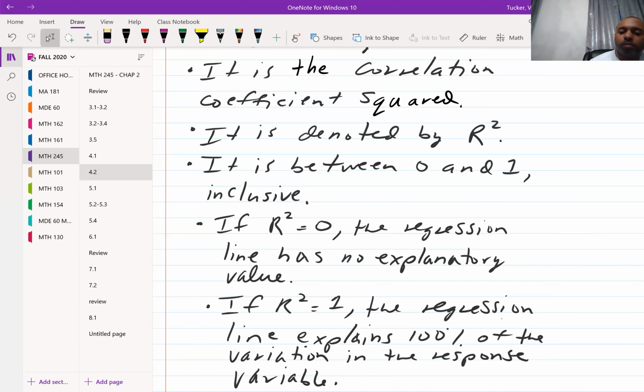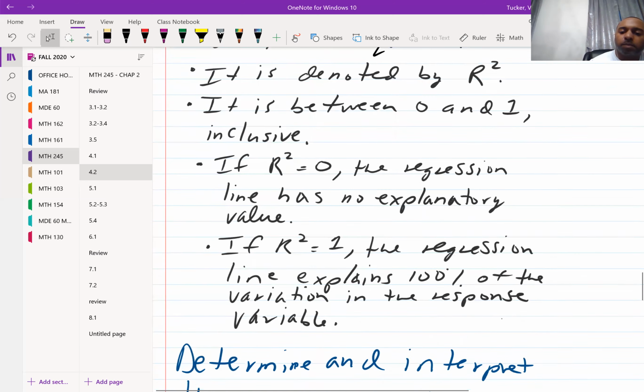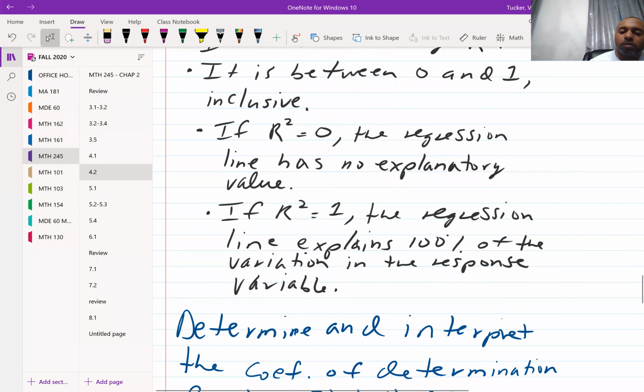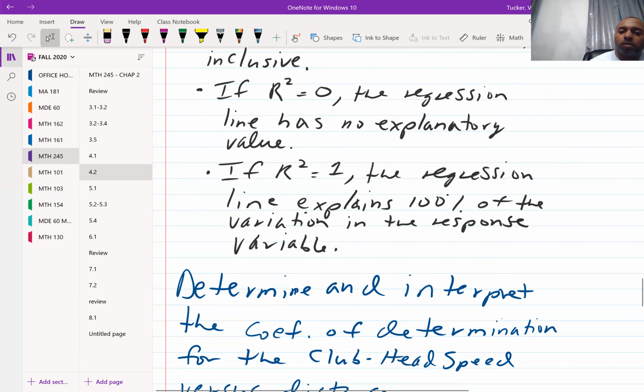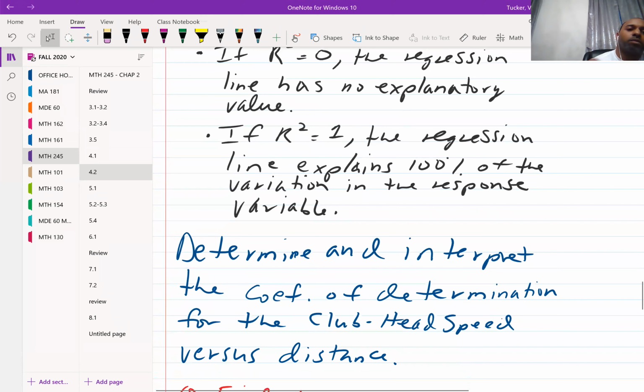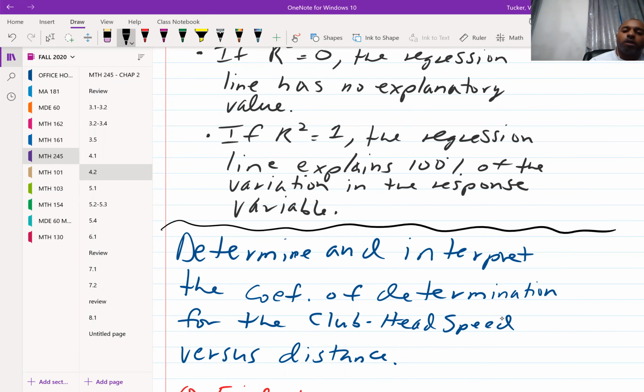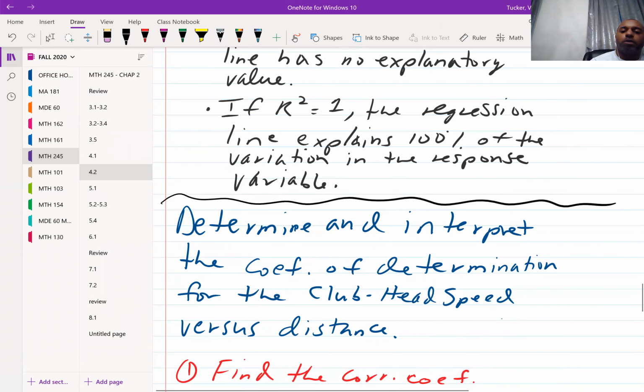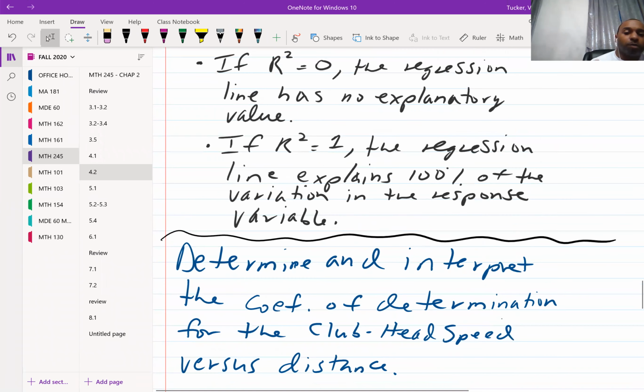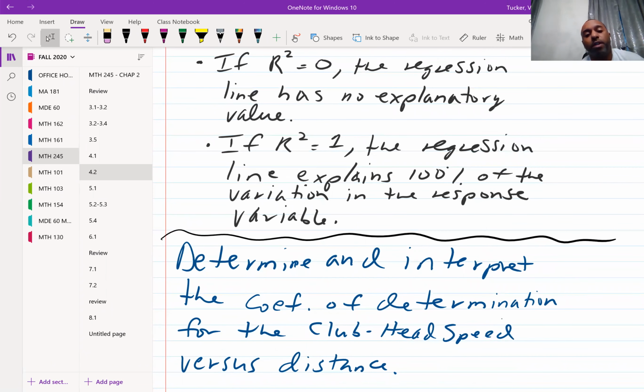All right. So determine and interpret the coefficient of determination for the club head speed versus the distance.